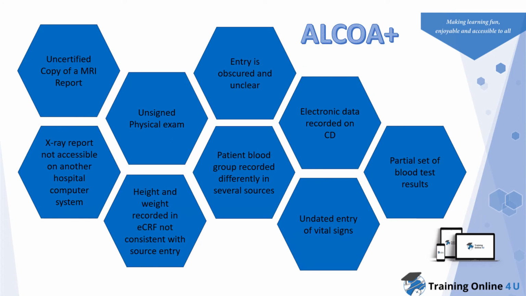Next, let's work with the following examples and see which attributes of ALCOA Plus are being violated. Firstly, uncertified copy of MRI report. Of course, this is the original attribute which is being violated. Next, unsigned physical exam. This would be the attributable aspect. Next, entry is obscured and unclear. This would be legible.